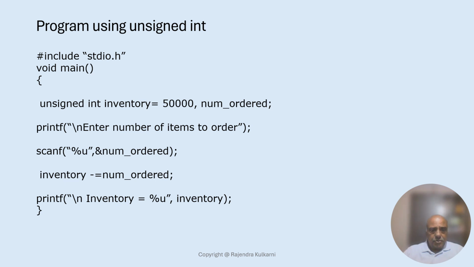Inventory is equal to inventory minus num ordered, and the printf statement outputs the actual inventory after the ordered quantity is deducted from the inventory.